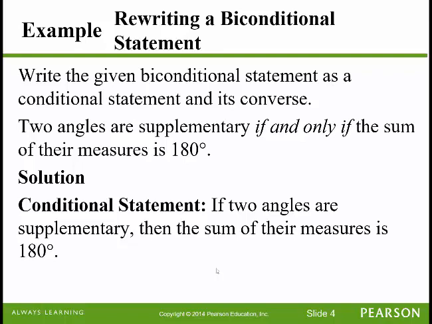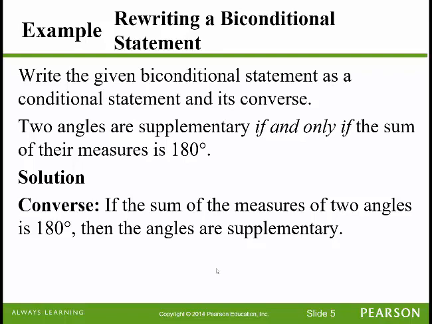Now let's look at the converse. Remember, the converse flips this. So if the sum of the measures of two angles is 180 degrees, then the angles are supplementary. Also true. So a biconditional statement just takes the conditional and the converse, which are both true statements, and rolls them up into one.